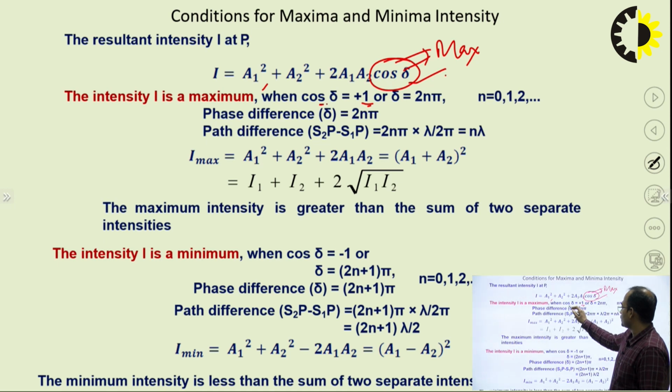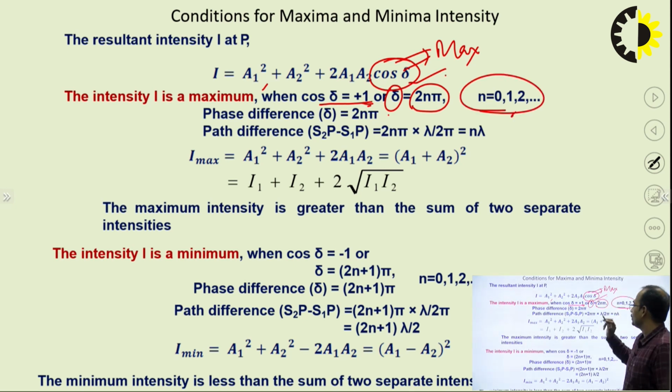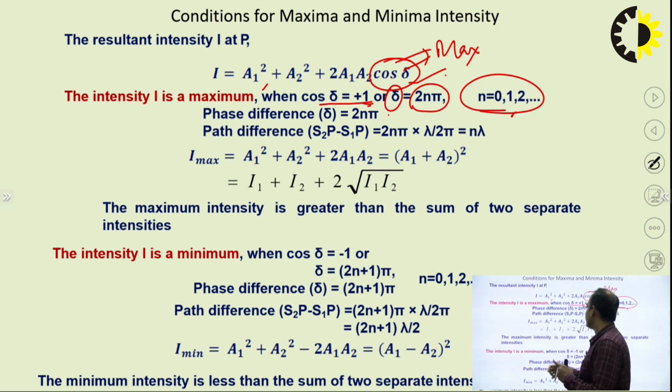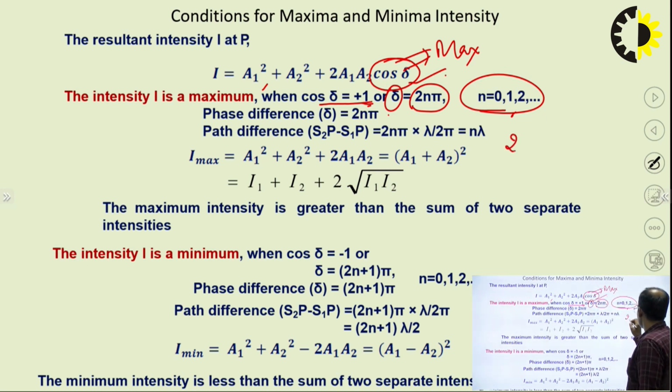Or you can say when cos delta is equal to plus 1, the phase difference delta will be equal to 2n pi, where n is equal to 0, 1, 2. So the phase difference delta will be equal to 2n pi in that case. And what will be the path difference? Path difference is nothing but 2 pi by lambda into phase difference. Sorry, this is the phase difference, 2n pi.